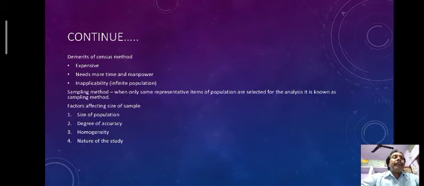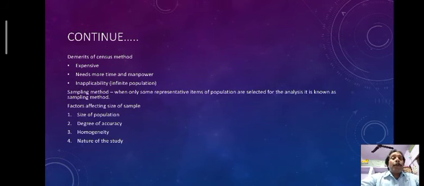Now come to the sampling method. When only some representative items of the population are selected for analysis, it is known as sampling method. It means here the whole population is not given an equal chance. Only some of the items are taken for investigation, and that's why it is known as sampling method. Here we can take some examples. Suppose I have to prepare a football team or cricket team. A number of players are participating, but out of these players we select some, and that is known as sampling method. So what are the factors which affect the sample?